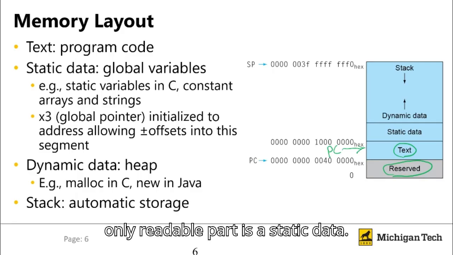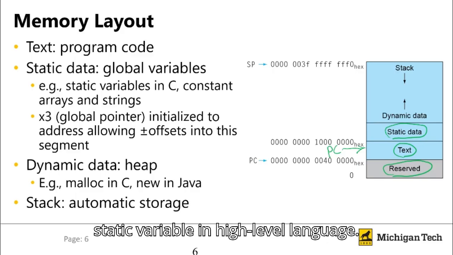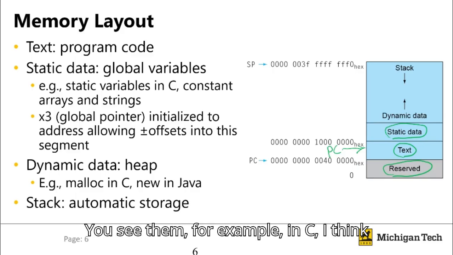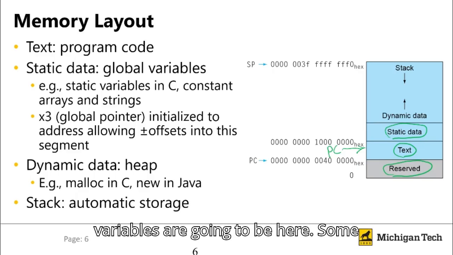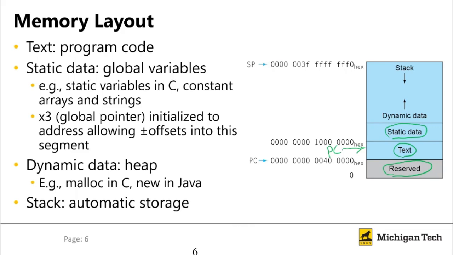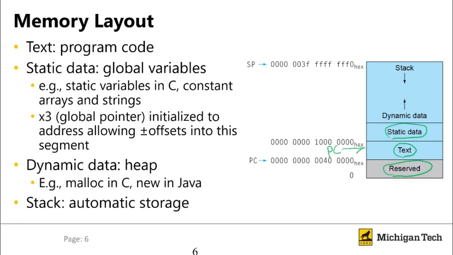Another only readable part is static data. Static data holds variables that are static variables in a high-level language. You see them, for example, in C++, where you have a static variable. Those variables are going to be here. You can also use this part of memory for global variables. Global variables are variables that can be accessed by many procedures, so they are global. They can be accessed by everybody.